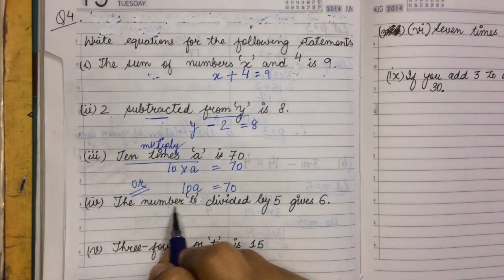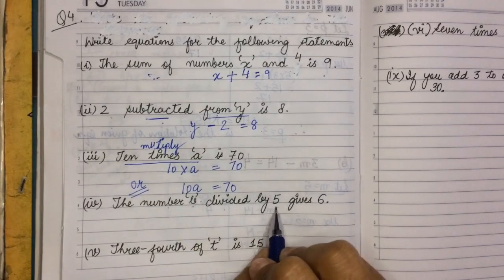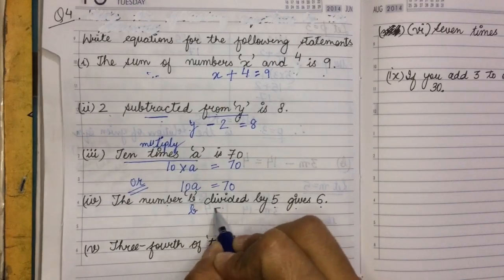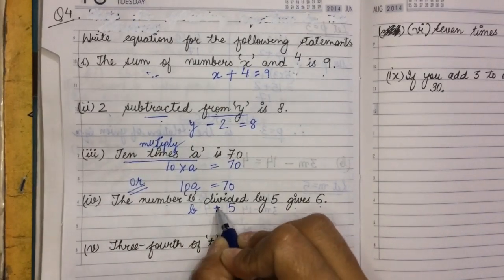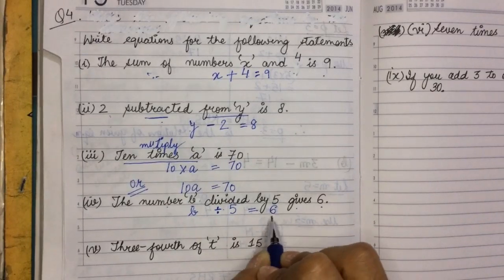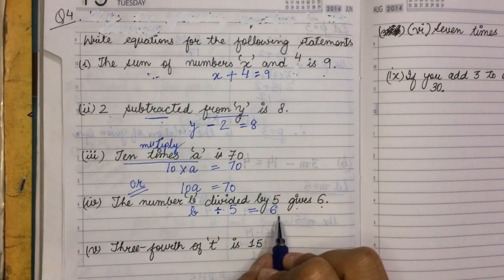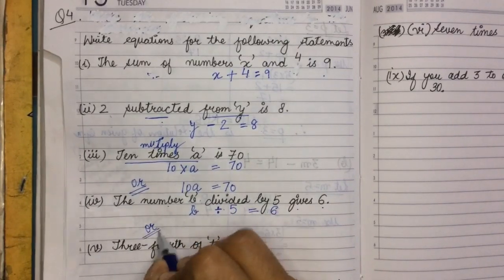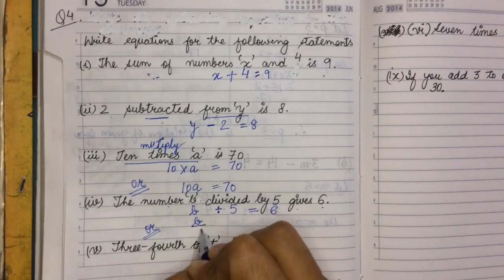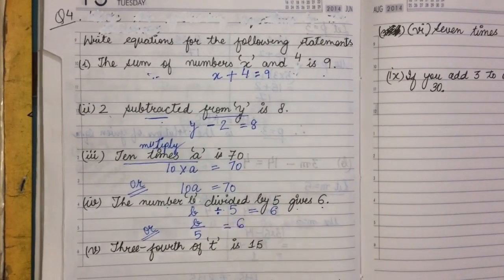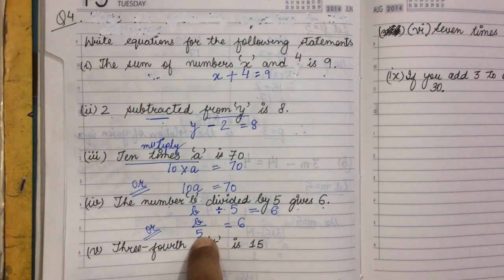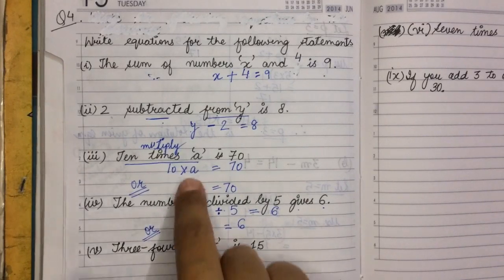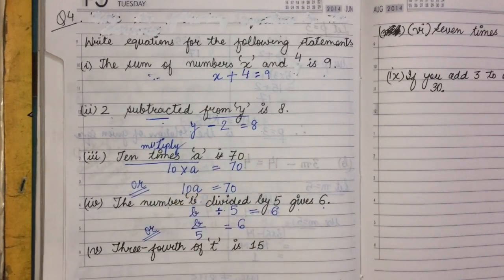Fourth part, the number b divided by 5 gives 6. So if I had to simply write this, b, sign of division, 5 gives 6. So 6 is my answer. This will be written after the equality sign. Now I have to put this division in the form of a fraction. So b over 5 equals to 6. And this is the preferred way we are going to write down. Not like this, like this. This will be your answer. Same way in multiplication you have to write this way.